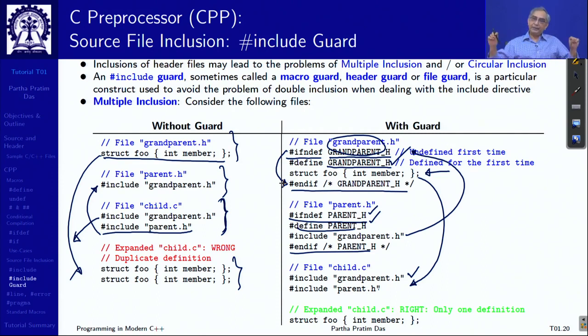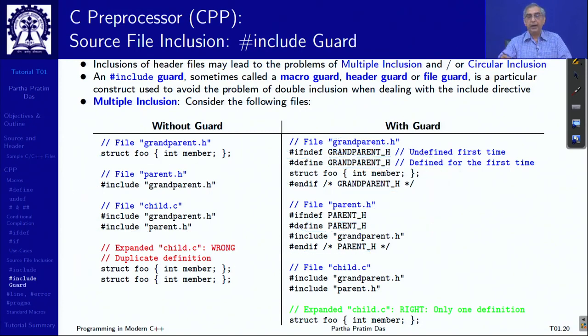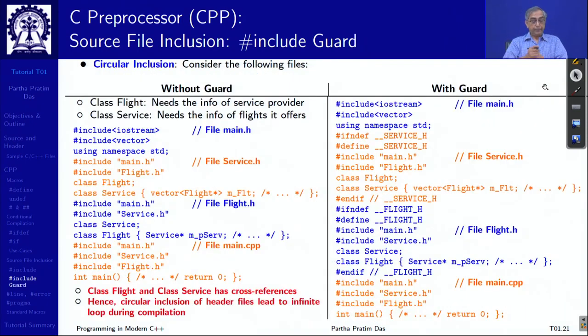So, you check if it is not defined, define it, put the code, end, so that next time if it gets included through some other header files, or even by the programmer in the source file a second time by mistake, the actual inclusion will not happen. So, this is very, very useful. Every header you write, you must have your include guard put in that header to make sure that everything is included only once.